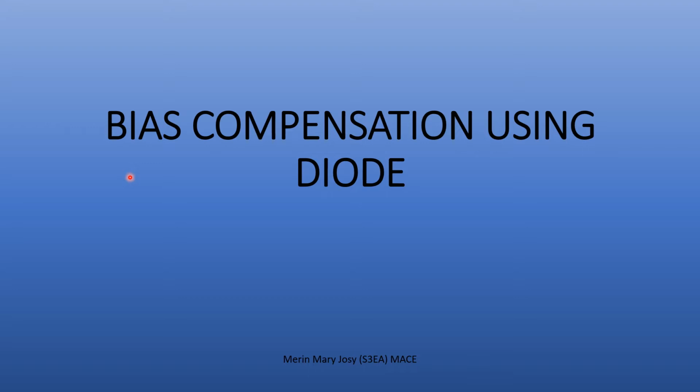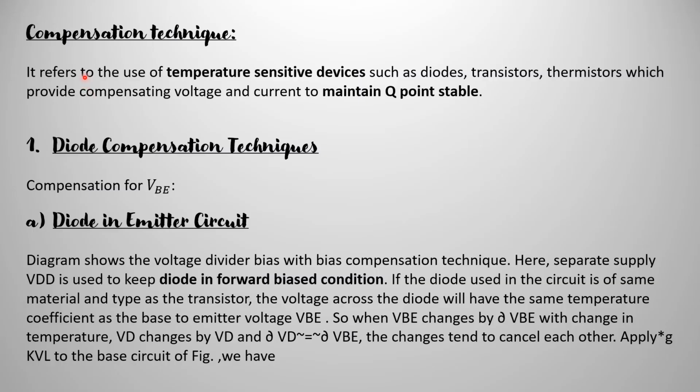So there is a need to ensure that the Q point is stable throughout the circuit when it is worked upon. In order to do that, we need to compensate the circuit. For that, we use a diode and various other devices. Now we'll be discussing the compensation technique. It refers to the use of temperature sensitive devices such as diodes, transistors, thermistors, which provide compensating voltage and current to maintain the Q point stable.